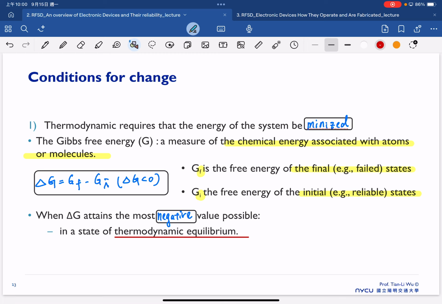So from the thermodynamic point of view, we already have this well-known equation that we call the Gibbs free energy, and this delta G will always want to be the most negative value possible. That means that everything will always want to move from the reliable state to the failed state.